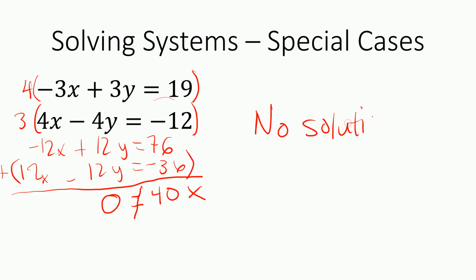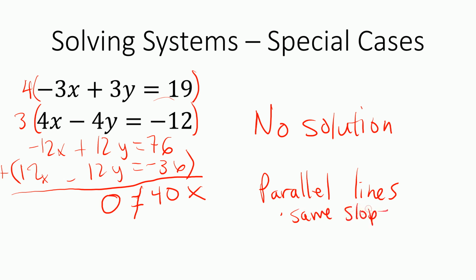Therefore, there are no solutions to this. And on a graph, these would be parallel lines. And I would know that on a graph because they would have the same slope but a different intercept. And that's the reality. If they have the same slope and a different intercept, that means that they will never ever meet. And if they will never ever meet, then there are no solutions to this system.